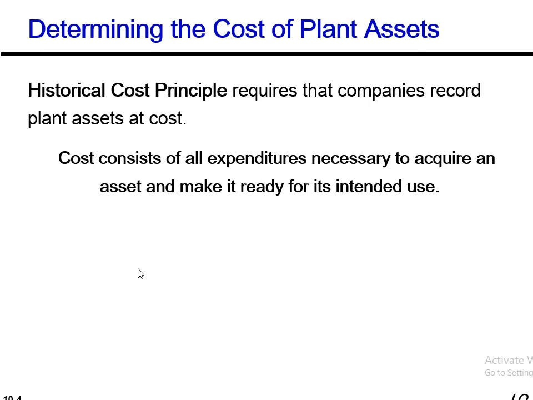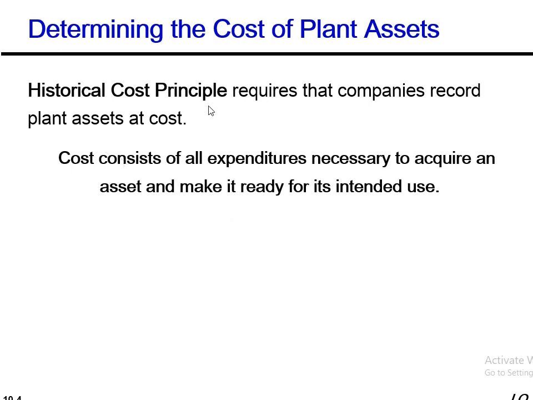So for that purpose, we need to calculate the cost of these plant assets. And for this purpose, we follow the historical cost principle. As its name says, historical, history. So all those costs which you incur until the asset is ready for its use, we add all those costs, and then finally we come up with the cost of our plant asset.